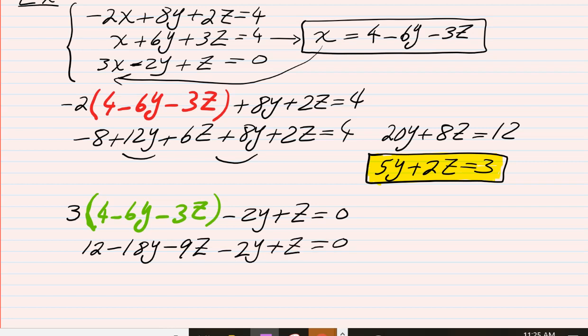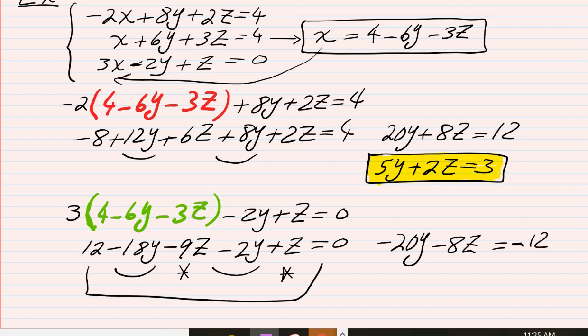And then I'm going to combine like terms. The y's are like terms. Combined, I have 20 of those. And again, z's are like terms. Negative 8z. And subtract 12 from both sides. I get negative 12. So you move it over to the other side. Okay, so hopefully you followed all of that. And then multiply everything by negative.